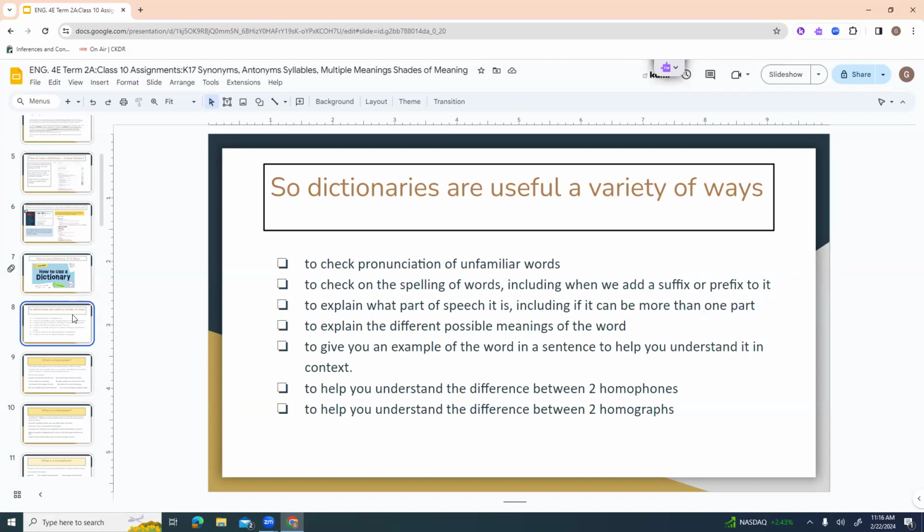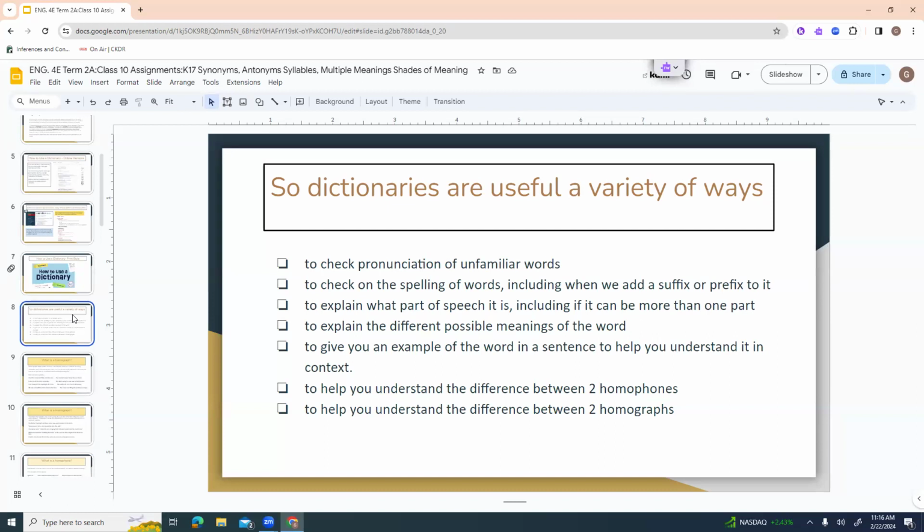I think the other day we were talking about when you need to double a consonant when you're adding a suffix and that kind of thing. If you're not sure, if you check the dictionary, it'll tell you what part of speech it is, including if it can be more than one part. And sometimes if it's a different part of speech, then it has a different meaning, right? To explain all the different possible meanings of the word.